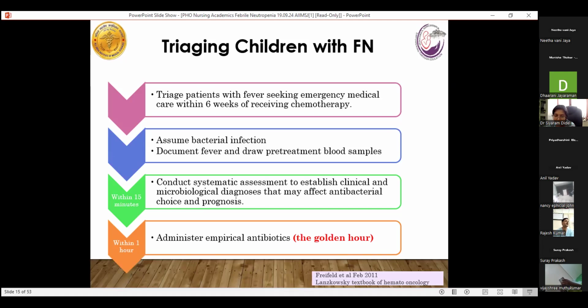And within the first 1 hour of the patient reaching the hospital, we should start empirical antibiotics, which is the golden hour. This golden hour is important not just from the medical point of view, it is also important from the nursing point of view, because at many places the sampling is being done by the staff also. So withdrawing the samples, putting a good IV access, and starting the empirical antibiotics as advised within the first hour is important, because if we start antibiotics within the first hour, it will improve the further outcomes. It will decrease the mortality and morbidity that will further occur due to febrile neutropenia.